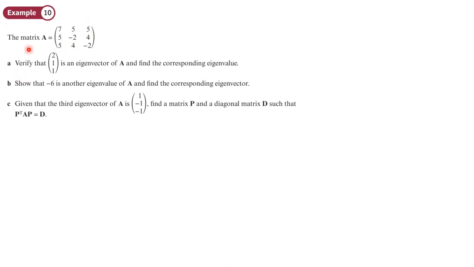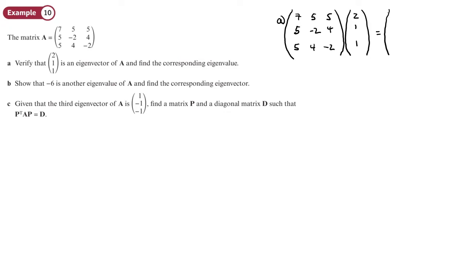Okay, so we've got this matrix A here, and we want to verify that this is an eigenvector of A, and we want to find the corresponding eigenvalue. Well, if it's an eigenvector, that means that if we multiply that vector by A, the matrix, which I'm just writing out now, then we should get a multiple of that vector, a scaling of this vector, and we want to work out what that scaling is. Okay, so let's work out what we get when this all gets multiplied.